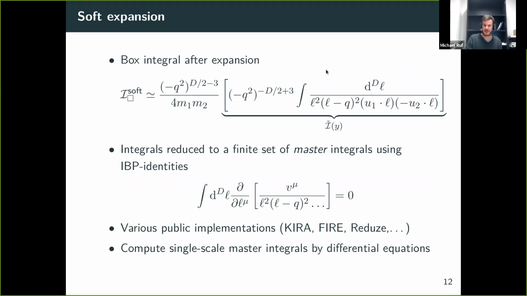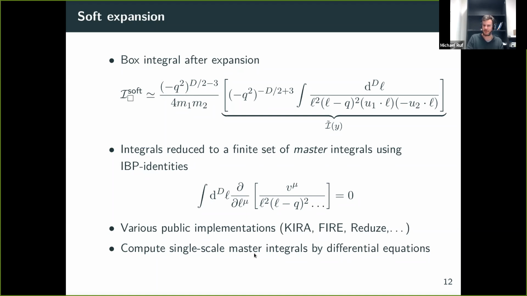Just to get back to this integral we were looking at before, the box integral in the soft expansion just looks like this. A more general integral can be reduced by integration by parts identities, which is also a standard tool from perturbative QCD, to a set of master integrals. So there will always be a finite basis of these integrals that you need to compute. This is something that is implemented in various computer codes.